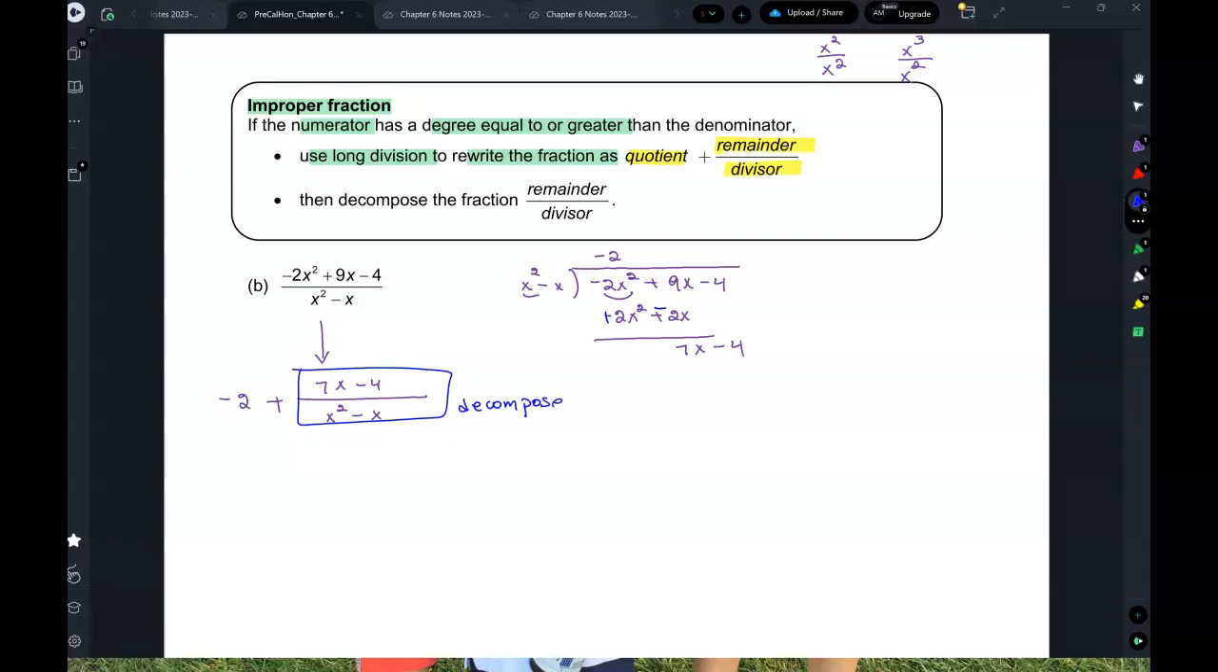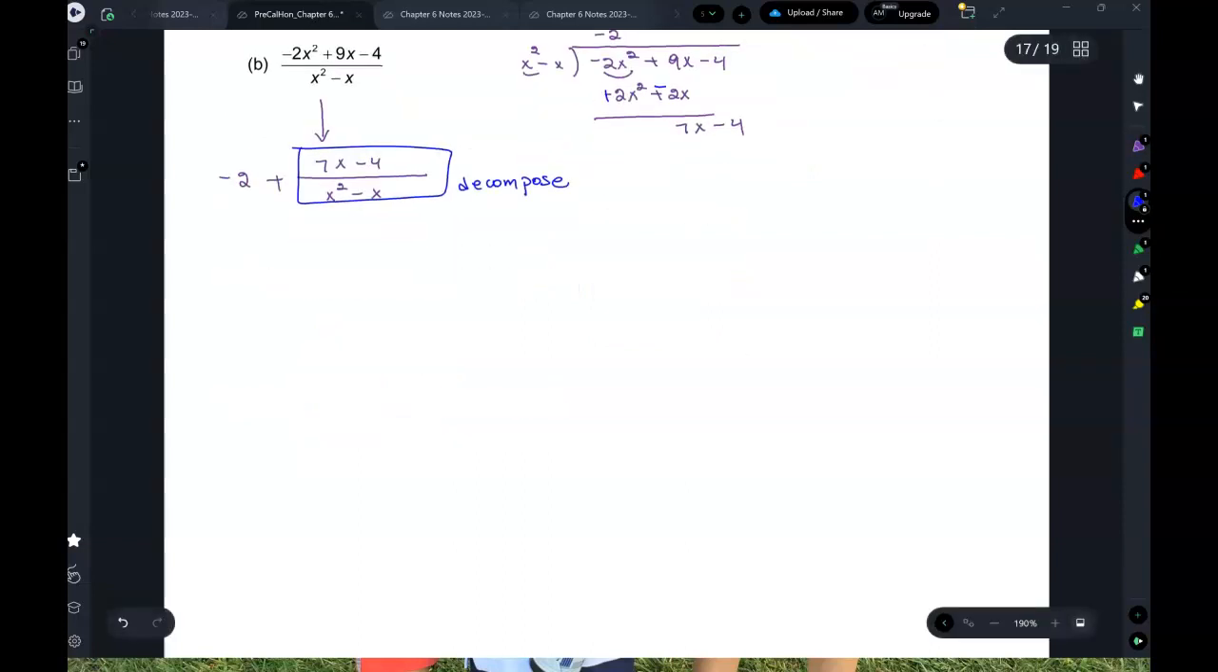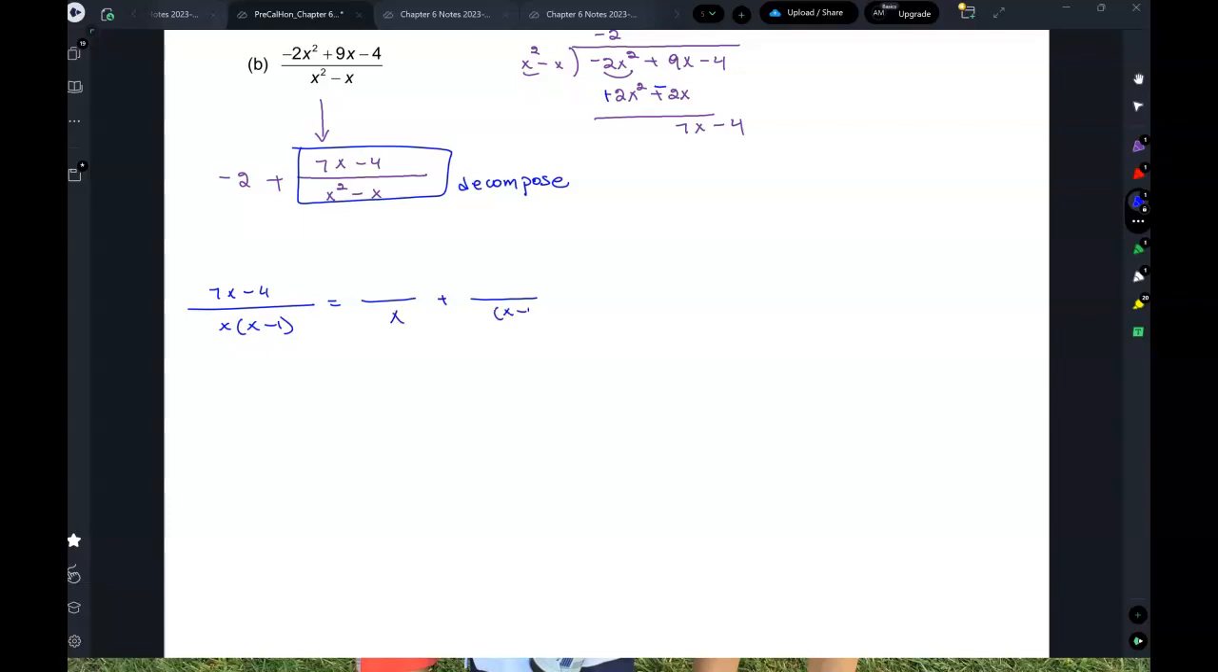All right. So let's copy that down here. 7x minus 4 over x times x minus 1. Does this follow the same case as before? Yeah, you have linear factors. So again, I'm going to have one over x plus another one over x minus 1. I do a and b. I'm going to multiply by the LCD.